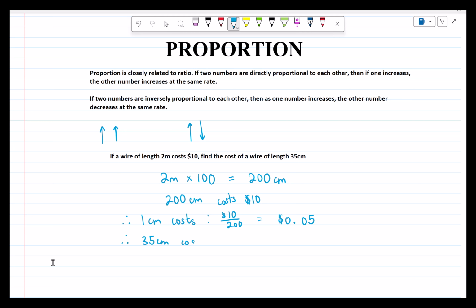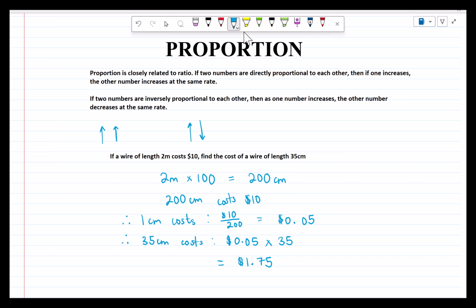So 35 centimeters costs $0.05 times 35, which is equal to $1.75. So you see how we have calculated the unit cost of this wire. We found out that each centimeter costs 5 cents, which is $0.05.